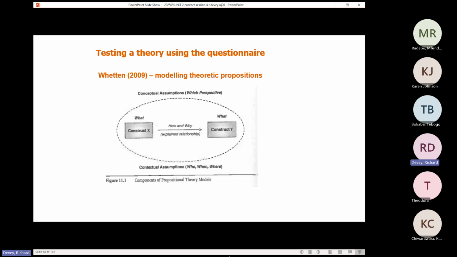I'm having a meeting tomorrow with a PhD student. I had a meeting this morning with a PhD student where they've used questionnaires to measure constructs, and then they're testing the relationship between those constructs. So it's a common kind of design that we use, where questionnaires play a role in looking at a theoretical proposition.